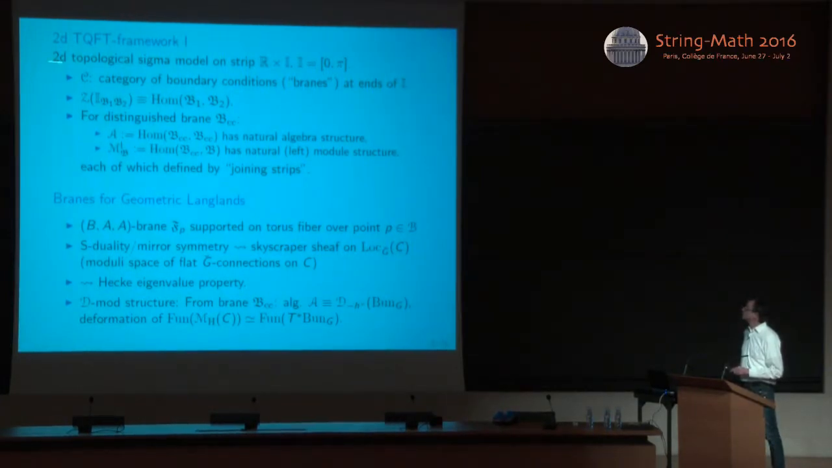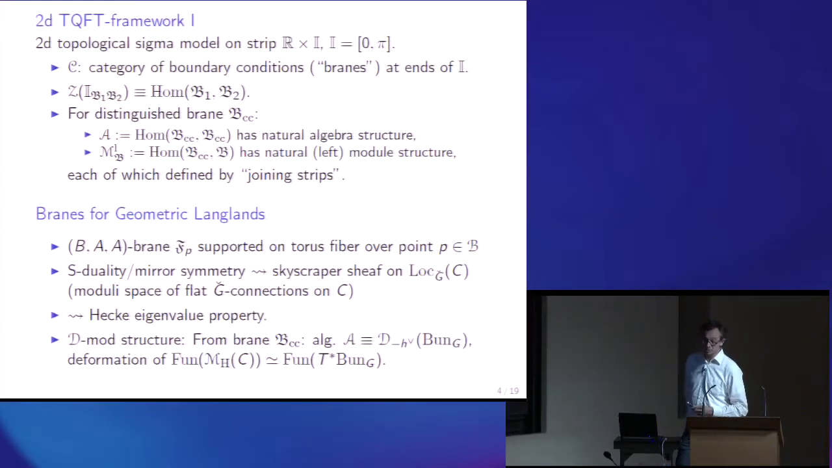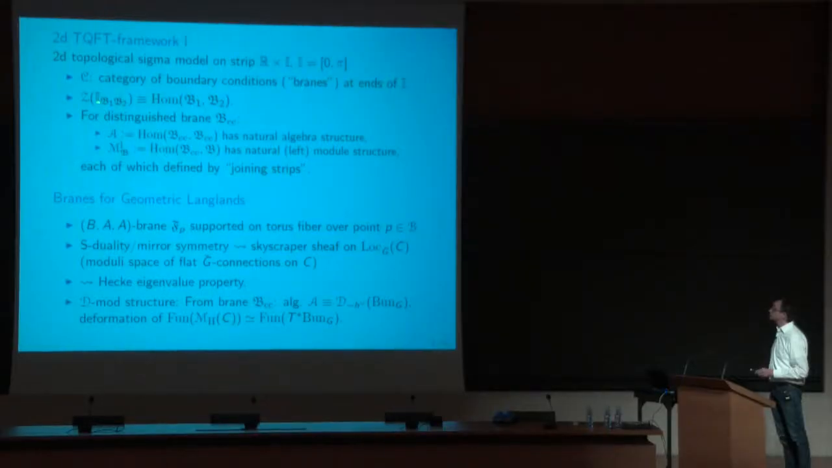Now, a two-dimensional topological field theory can be described a little bit in the spirit or in the language of modular functors. We have a category of boundary conditions that we can associate to the ends of that interval. We call them branes. What is associated to the interval itself with boundaries decorated by brane 1 and brane 2 is also going to be denoted as Hom(B1, B2), and is often referred to as the space of open strings.